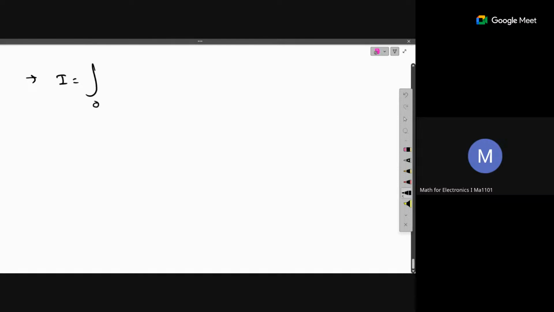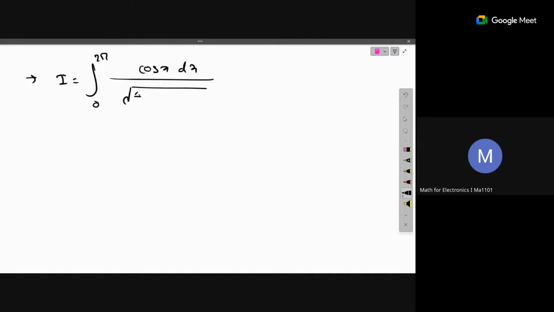So here I is the integration 0 to 2 pi of cos x dx upon under the root of 4 plus 3 sin x.